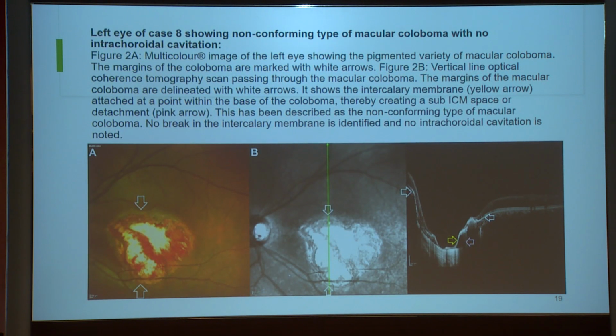This is another example in the study where we can see the pigmented variety of the macular coloboma. The margins are marked with the white arrows. The OCT shows the margins of the macular coloboma with the white arrows. The intercalary membrane is marked with the yellow arrows, while the sub-ICM space of detachment is denoted by the pink arrow. There's no break in the intercalary membrane in this also, and no ICC.